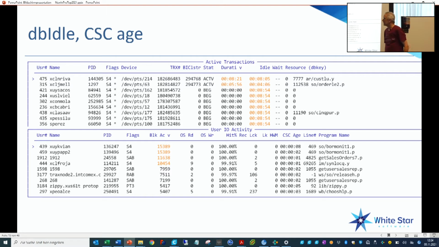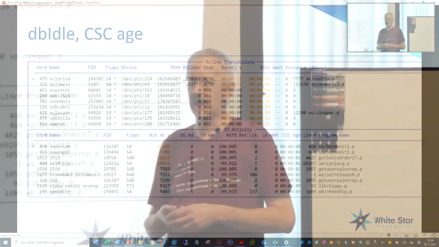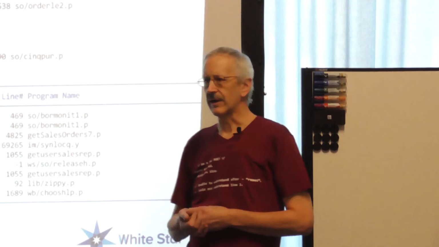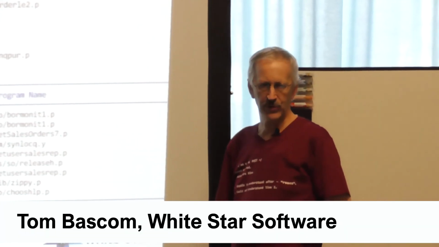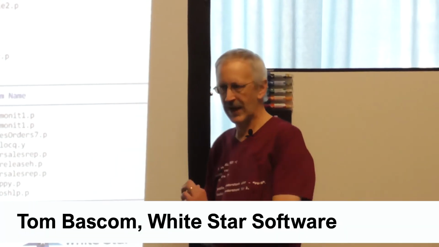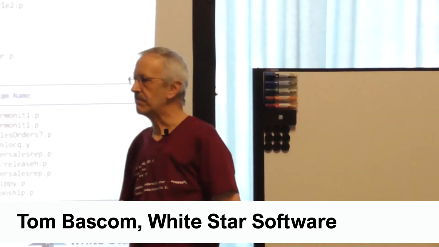So DB idle and the client statement cache age. DB idle is really important for active transactions. So the classic problem that you have in a Progress application is a long active transaction where the user is sitting on a screen, they have a transaction open, they haven't committed it yet, and then they go to lunch. An hour later, your BI file has grown to 128 gigabytes and the system crashes. That's not really a whole lot of fun.